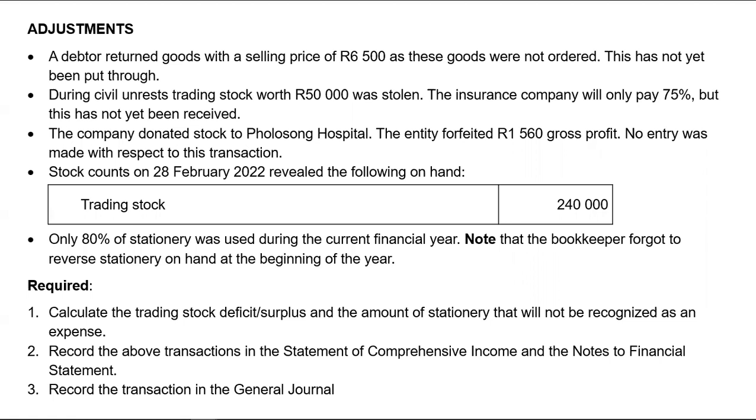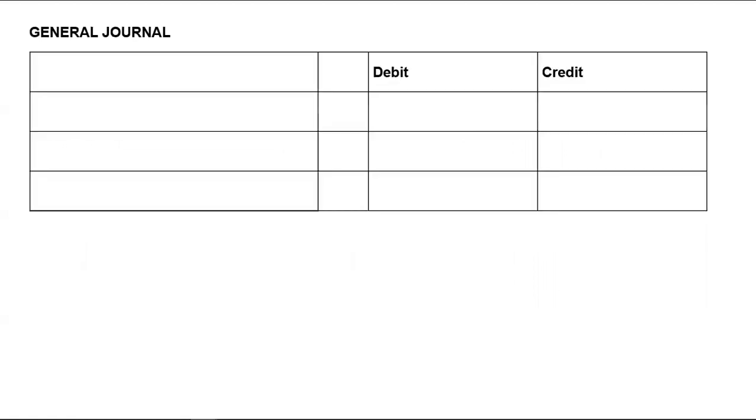Before I even look at the first adjustment, because we had consumable stores on hand at the beginning of the year, I will record that immediately. The consumable store on hand is a current asset and it relates to the previous financial year. It cannot last up to the end of the current financial year, which is where we are right now. So that current asset must be expensed in the current financial year. And that's what the bookkeeper forgot to do.